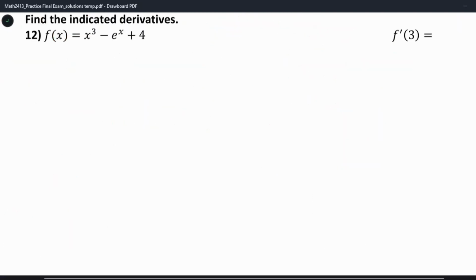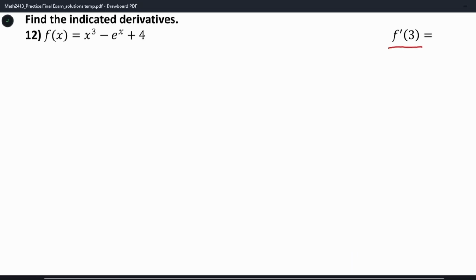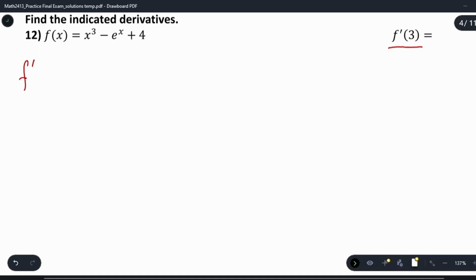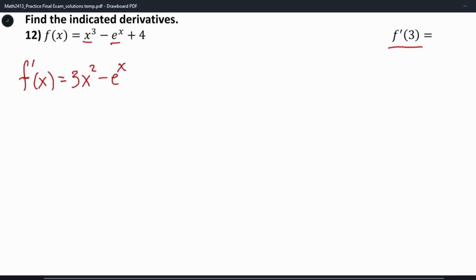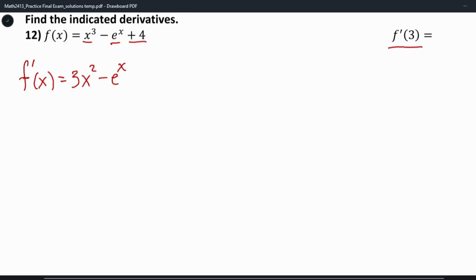Next, number 12, we simply need to find the indicated derivative. Here we're looking for f prime of 3. And so the first thing we need to find is f prime of x. The derivative of x cubed is 3x squared using the power rule. The derivative of e to the x is itself, since the exponent is just x. And the derivative of a constant is 0.